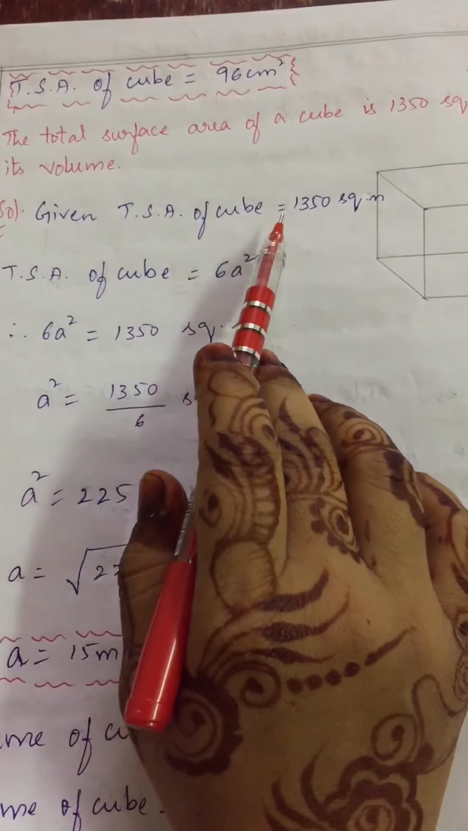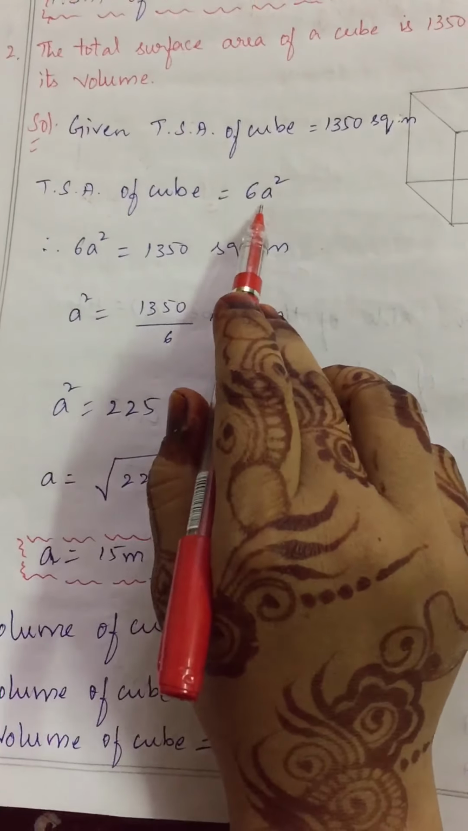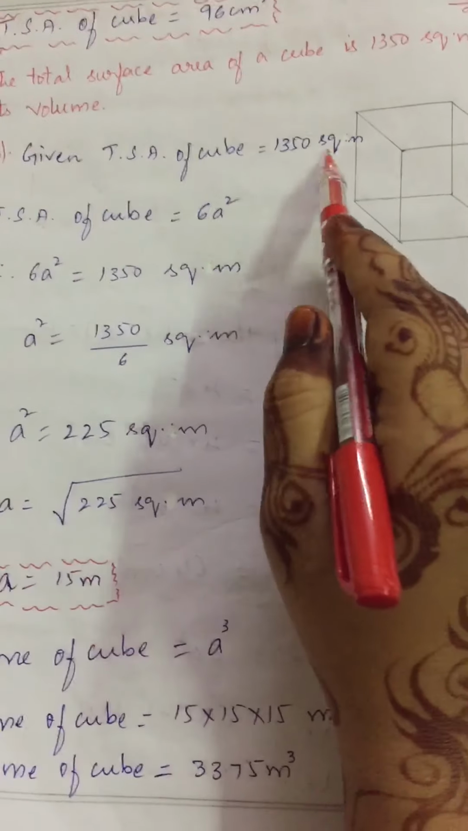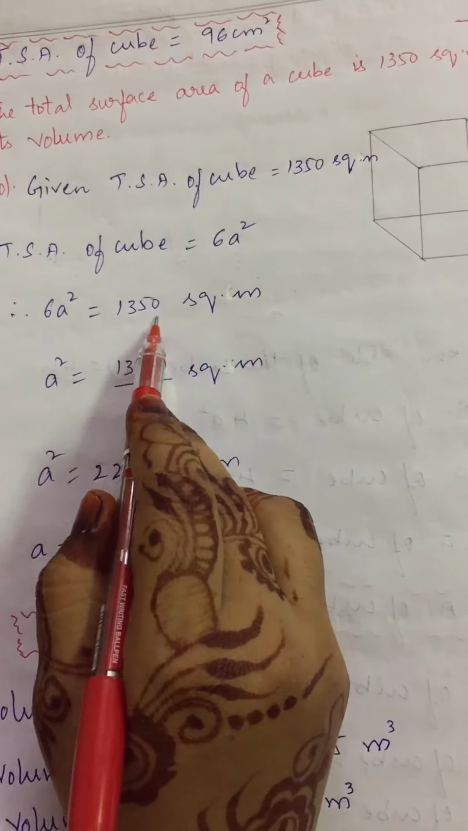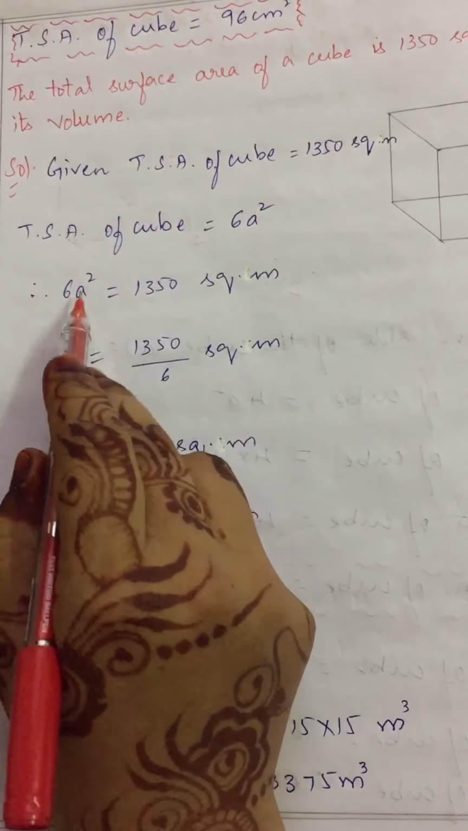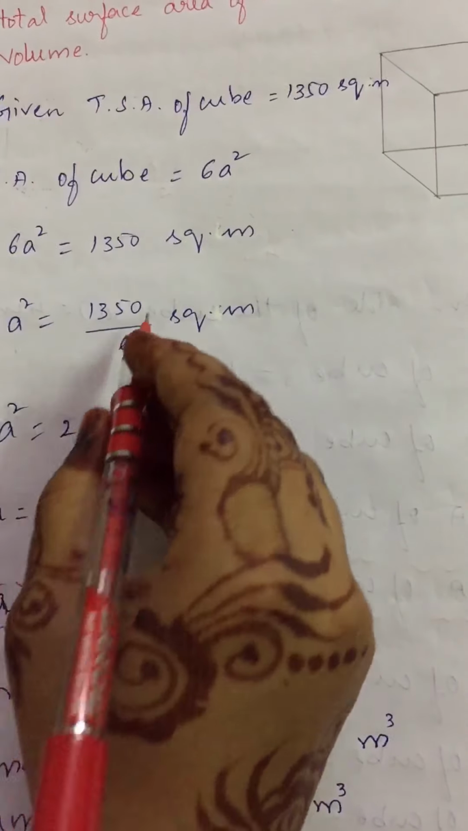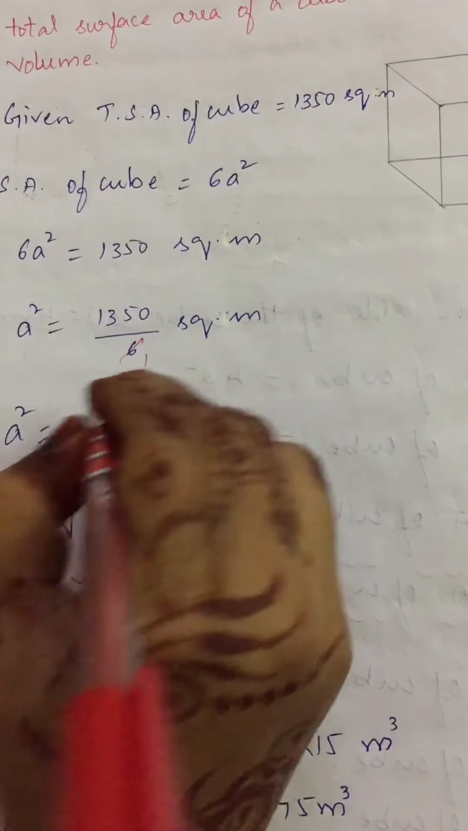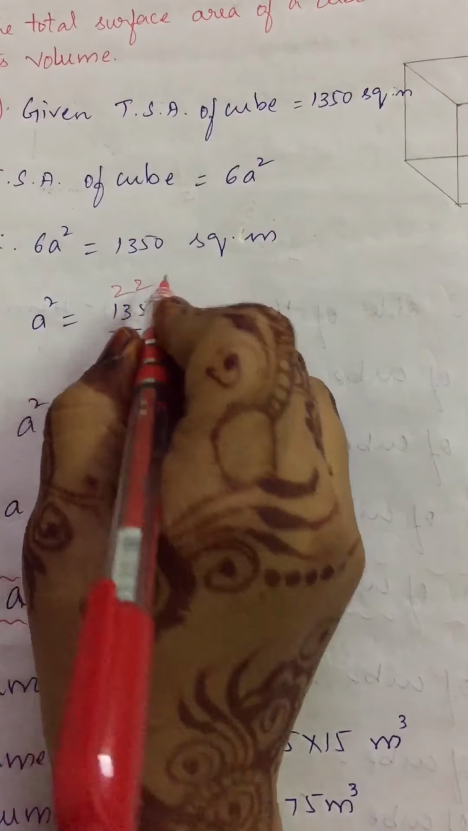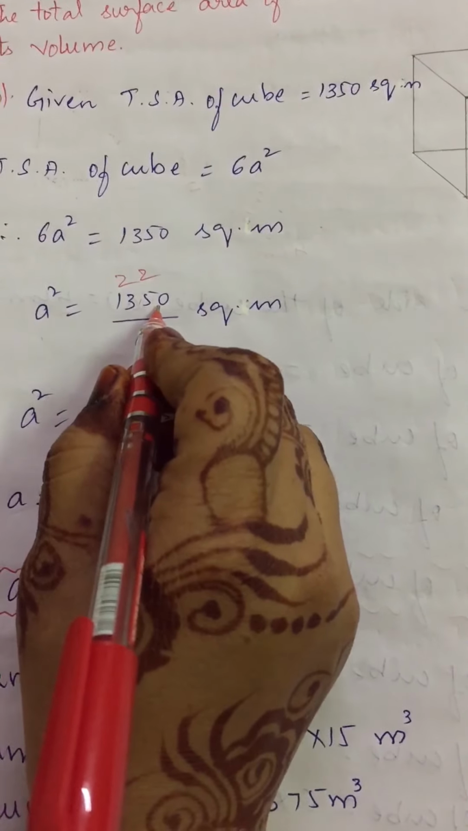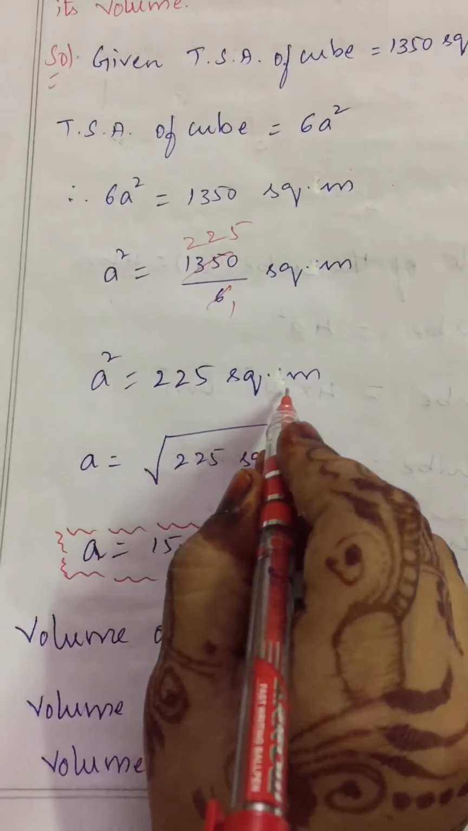The total surface area of the cube is given. What is the formula, children? Total surface area of a cube is 6a². Both will be equal because we are talking about one cube only. So 6a² equals 1350 square meter. Keep a² here, and if 6 goes to the other side, it becomes division. Now we need to cancel this. 6 twos are 12, remainder 1, that becomes 15. Again 6 twos are 12, remainder 3, that becomes 30. 6 fives are 30. So a² is 225 square meter.